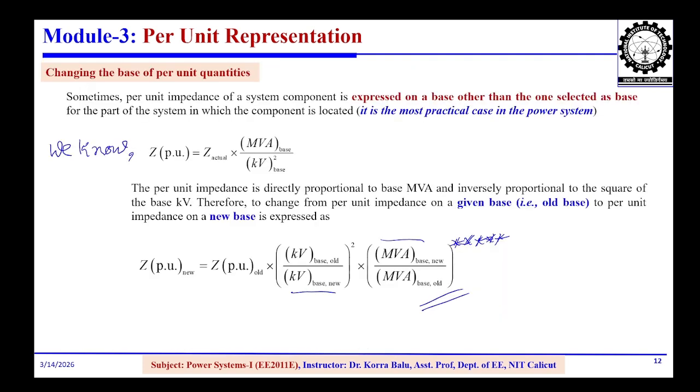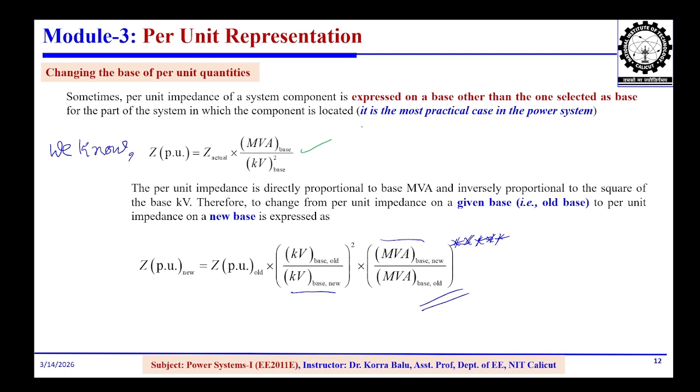Then we see the change of base of the per unit quantity. The per unit value is given on one base, and I need to find the per unit value on another, different base value. How are we going to change the bases of different quantities? This is the simple formula which we have derived: per unit impedance is equal to actual impedance into MVA base divided by kV base squared.